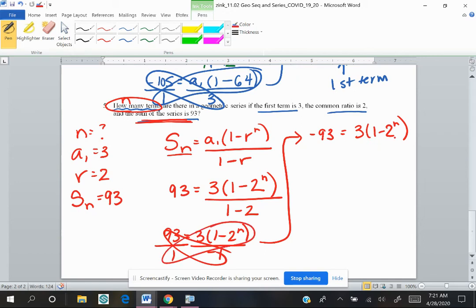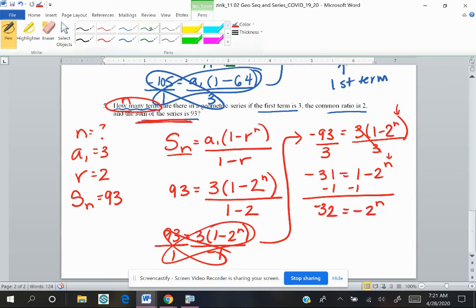All right, so now we have a nicer equation, but we're trying to solve for this n over here. So let's get rid of this 3. Divide both sides by 3. So we get -31 equals 1 minus 2 to the n. Again, we're trying to get this n by itself. So I'm going to subtract 1 from both sides. Get -32 equals -2 to the n.